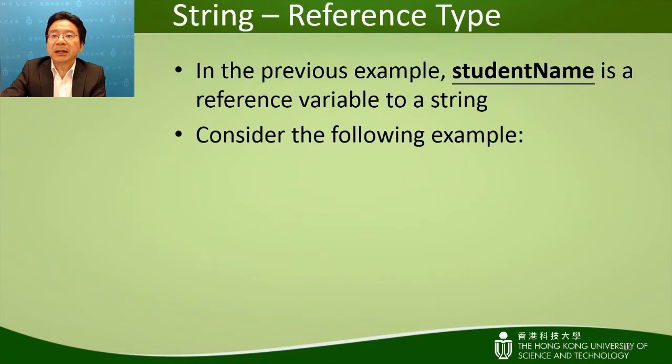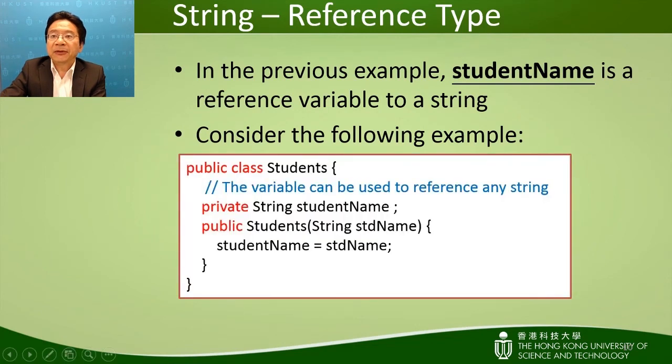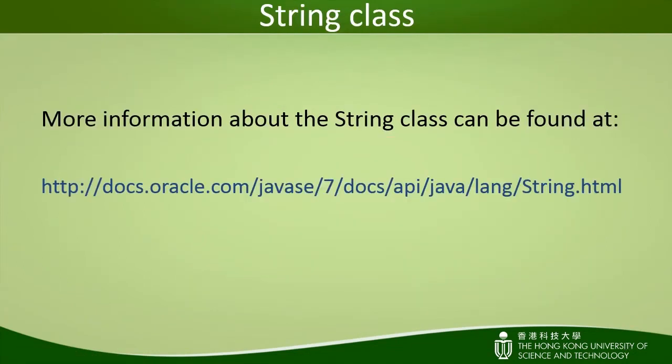String is a reference type. Instances created from the String class are objects. In this example, a reference variable, studentName of String type, is declared but not yet initialized. The variable can be initialized inside the constructor when the parameter to the constructor for Student is assigned to studentName. This is all I want to say about string for now.